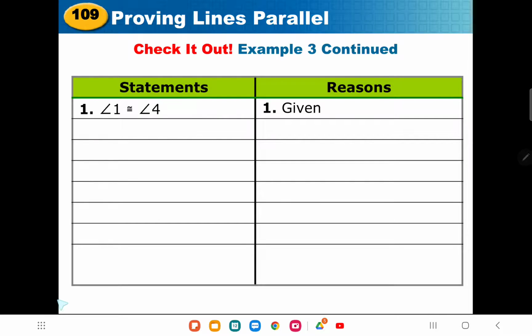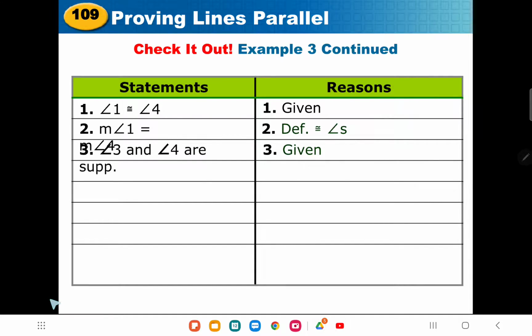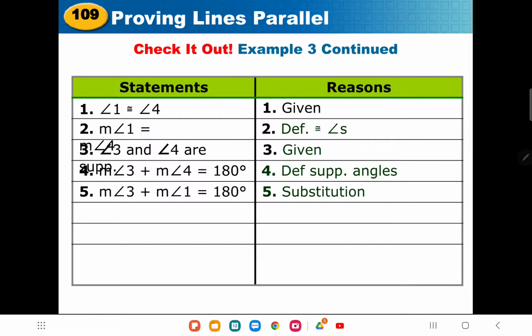We have angle 1 congruent to angle 4 is our given. So the measure of angle 1 is equal to the measure of angle 4 by the definition of congruent angles. Angle 3 and angle 4 are supplementary as a given. So that means that their measures sum to 180. And notice that's in 2 steps. We also have that the measure of angle 3 plus the measure of angle 1 is 180 degrees. That's substitution.